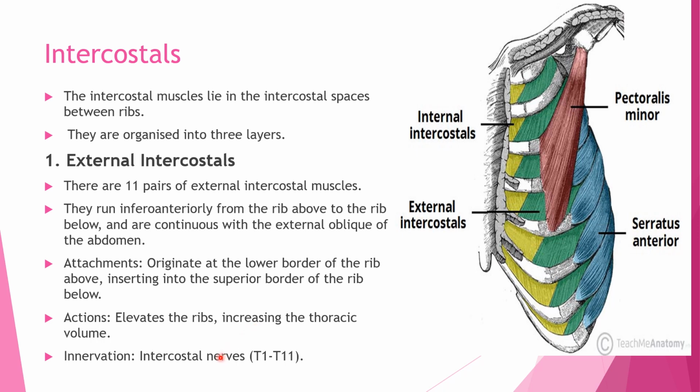The innervation is from intercostal nerves T1 to T11. So external intercostal is seen outside of the intercostal space, or it is a superficial muscle of intercostal space. It originates from the lower border of the above rib and attaches to the upper border of the below rib. They run in inferior anterior direction and continue with the external oblique muscle of abdomen.